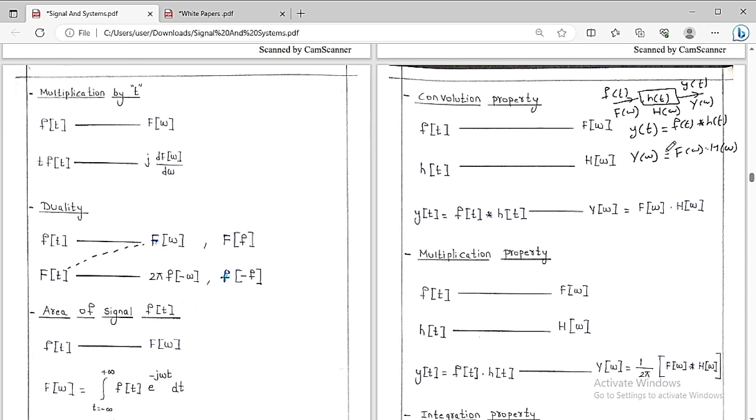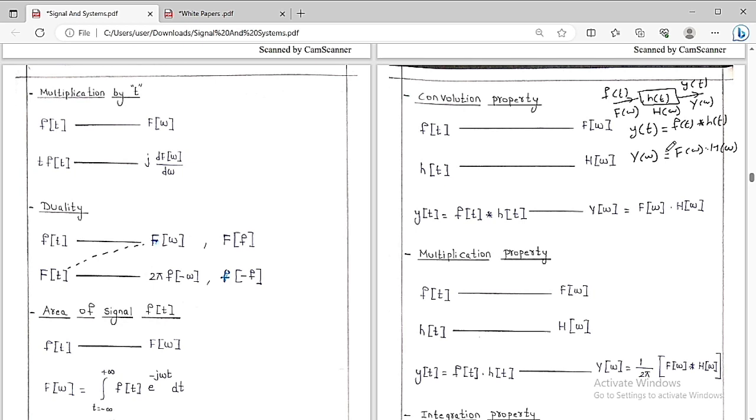So instead of doing the convolution in the time domain, which takes a lot of time, we can do the multiplication in the frequency domain, and by applying the inverse Fourier transform, we can get the original signal. This is what I am trying to tell you. So for f of t the Fourier transform is F of omega, and for h of t it is H of omega, and if y of t is equal to f of t convolution h of t, then Y of omega is equal to F of omega into H of omega. So convolution in the time domain becomes multiplication in the frequency domain.